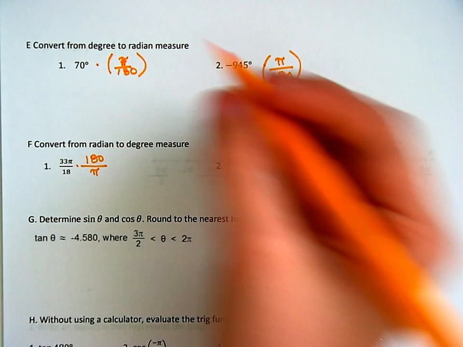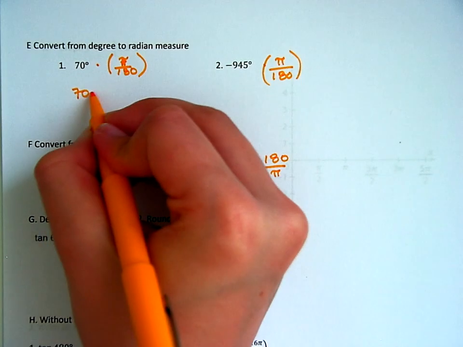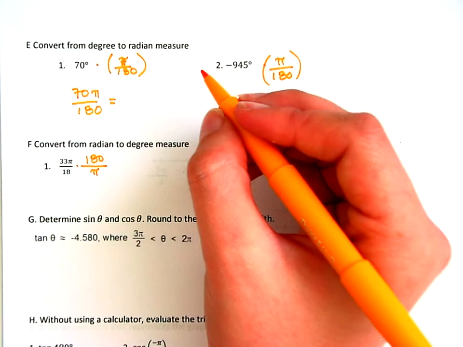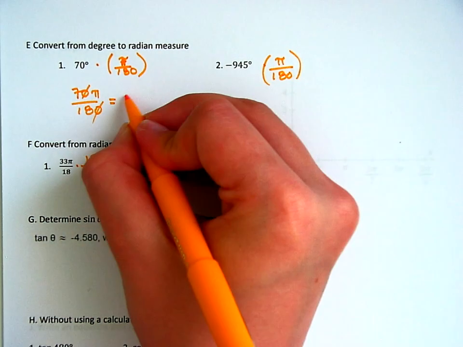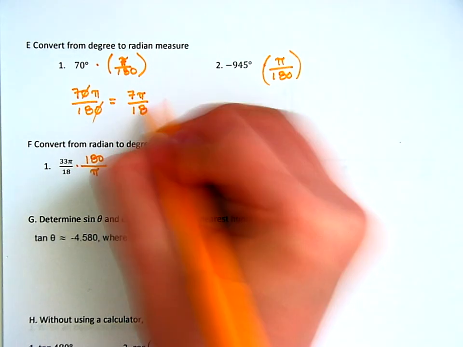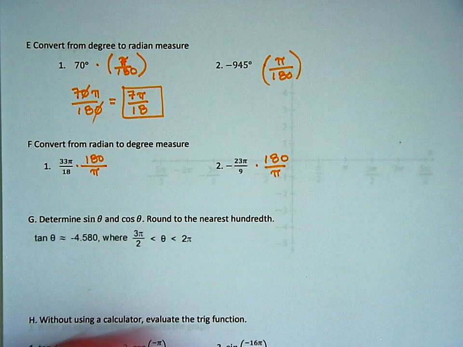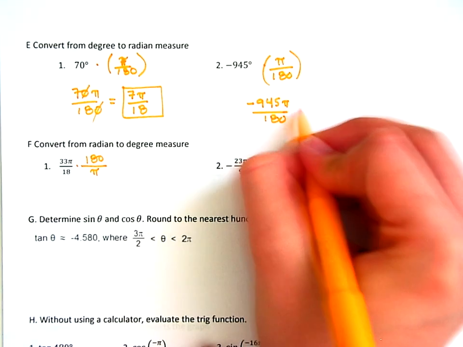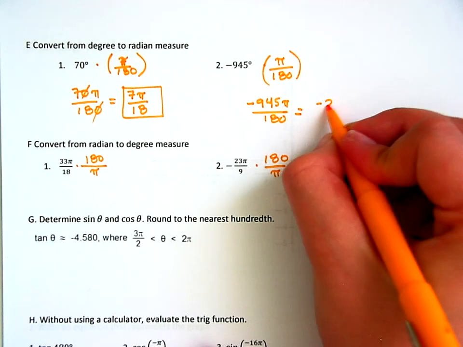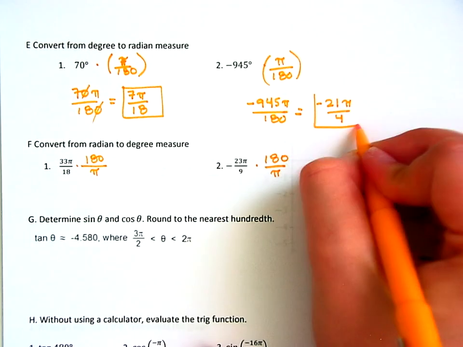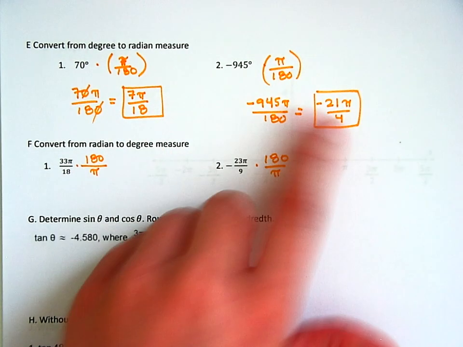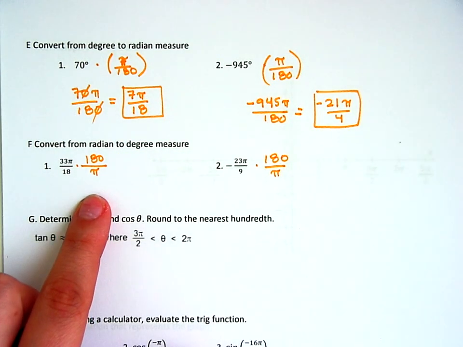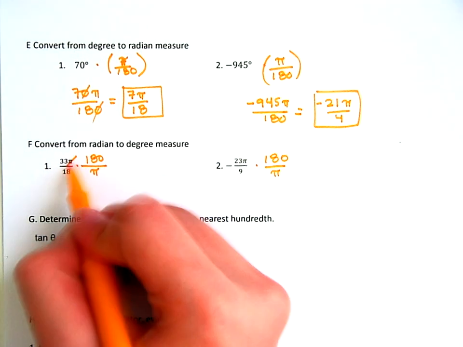All right, so for this one, when I multiply, I've got 70 pi over 180, and that's going to give me 7 pi over 18. I just cancel the zeros. 7 pi over 18. The next one, again, if I multiply negative 945 pi over 180, my final answer is going to be negative 21 pi over 4. Again, radian answers have the pi in the answer. Next ones should not have pi because my answer is going to be in degrees. So again, pi's are going to cancel.